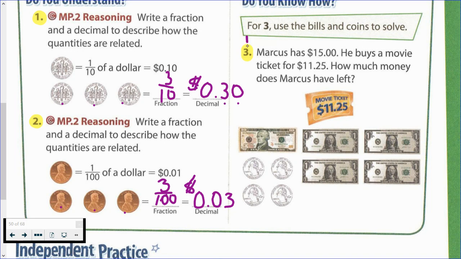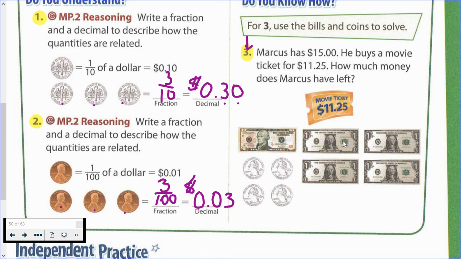So let's come over here now to number 3. Number 3, Marcus has $15. He buys a movie ticket for $11.25. How much money does Marcus have left? And they're showing you money to try and help with a situation.